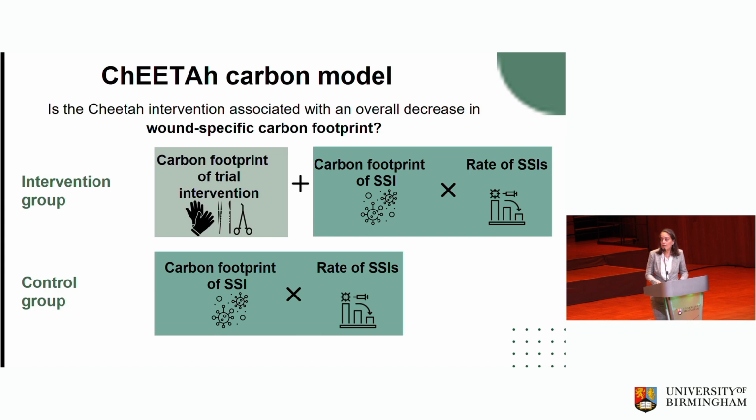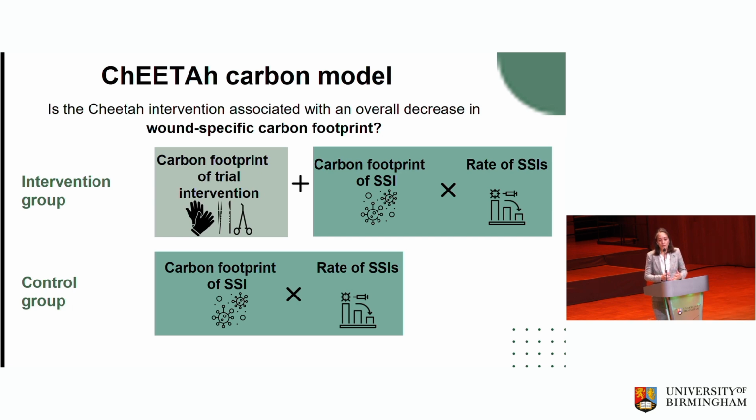So really, the cheetah carbon model aimed to understand whether the cheetah intervention was associated with an overall decrease in wound-specific carbon footprint. So the wound-specific carbon footprint was calculated for the intervention group as the carbon footprint of the trial intervention, so the carbon footprint of the use of the gloves and instruments, plus the carbon footprint of the SSIs times the rate of SSIs. This was for the intervention group. Of course, for the control group, the intervention was not used, so the wound-specific carbon footprint was really the carbon footprint of the SSI times the rate of SSIs.